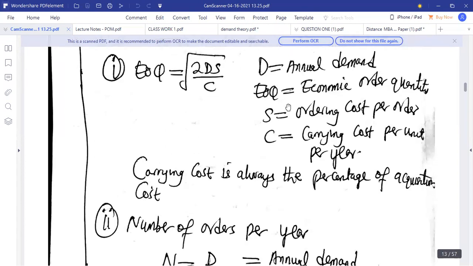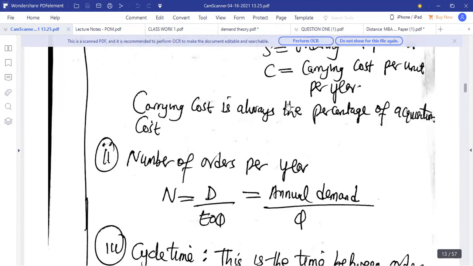Then we're getting down to the other one, where we find the number of orders per year. So our N is the number of orders per year. How many times can you order in a year to meet the annual demand? You are going to look at the capital D, which is annual demand, over EOQ, so that you find how many times you can order in a year to meet the annual demand.